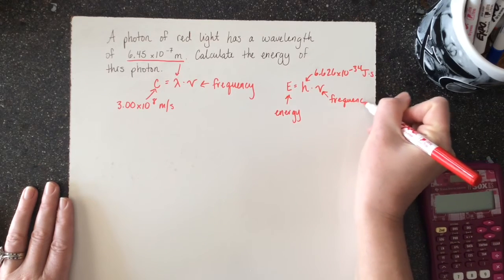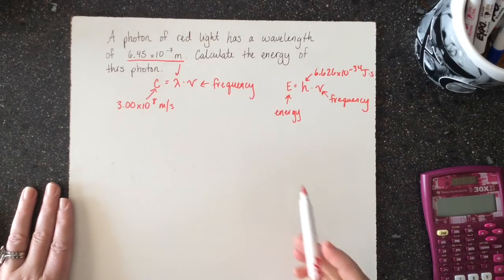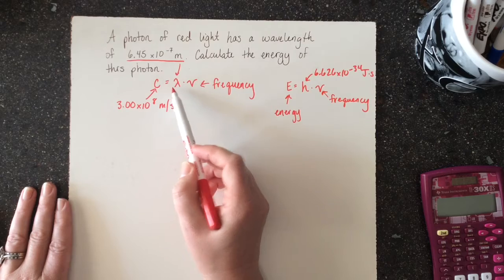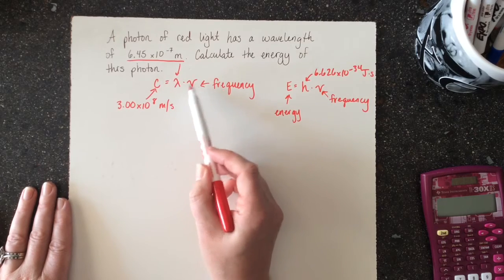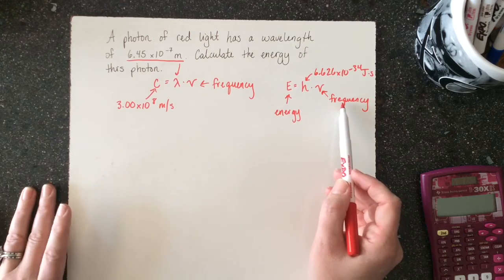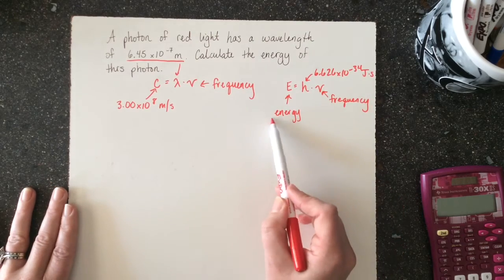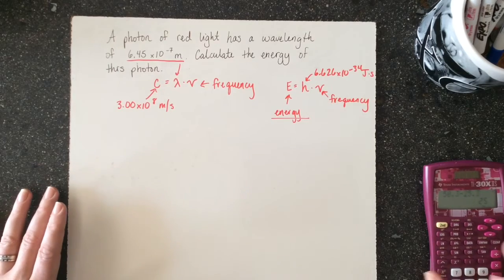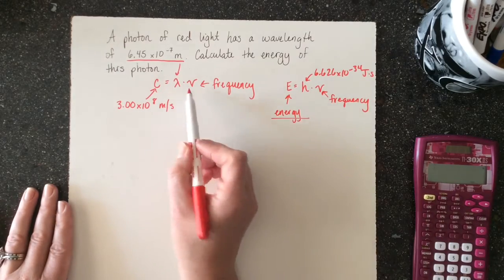Well, in order to solve this problem, using what we're given, which is the wavelength and the speed of light, we're going to have to solve for the frequency first. Then once we know the frequency, we can substitute it into this formula, because our end goal, like we said, is to find the energy of this wave. So the first thing we're going to do is solve for the frequency.